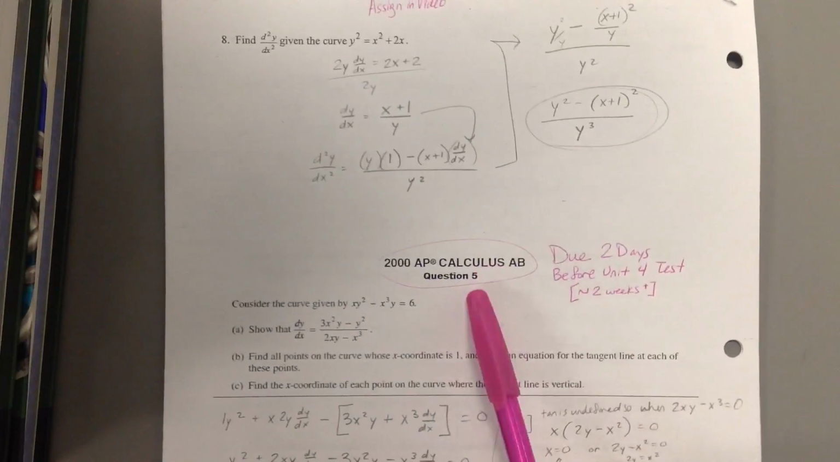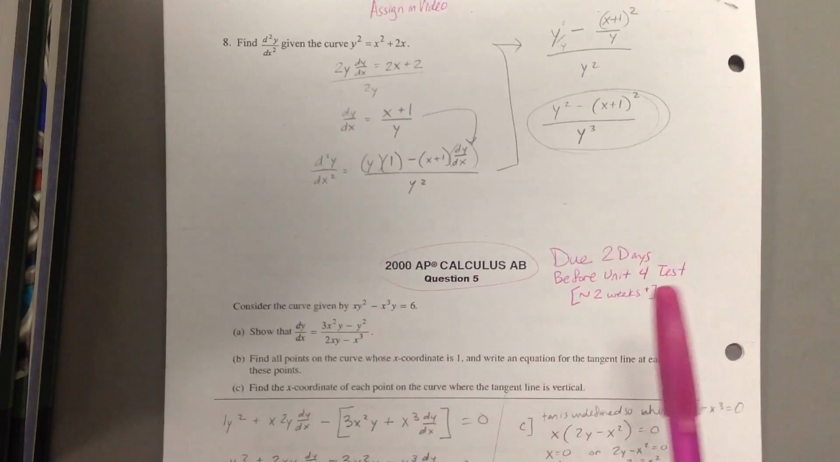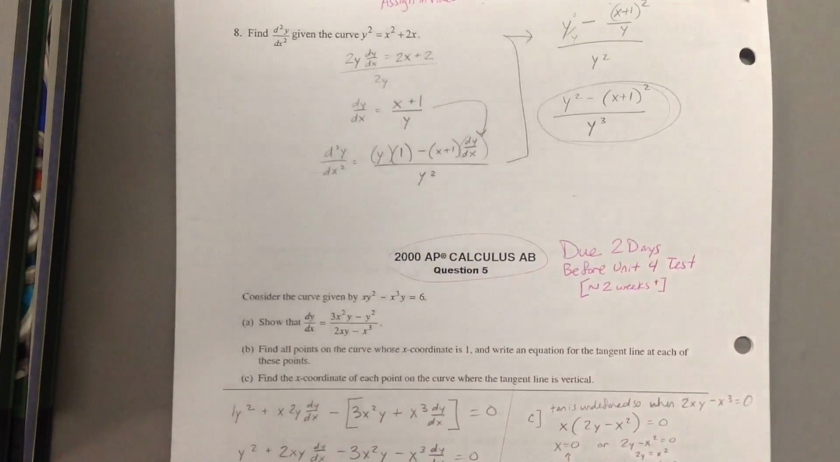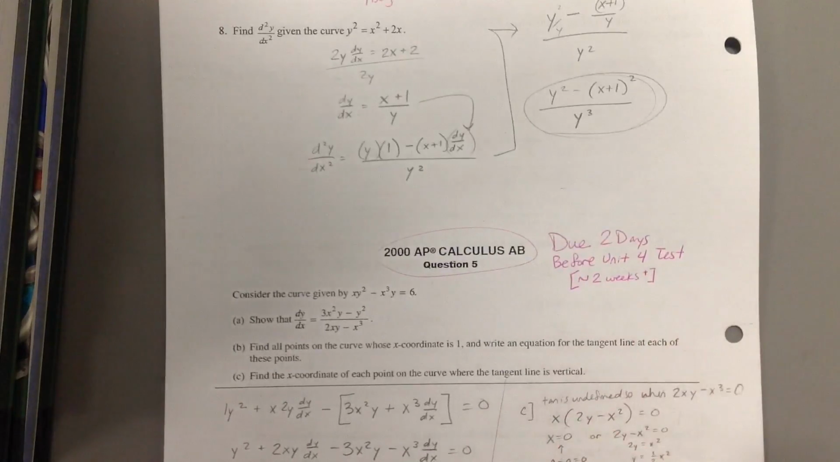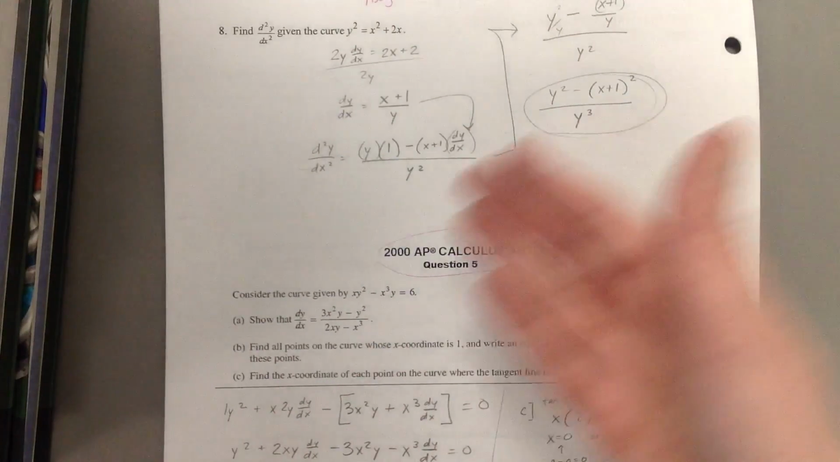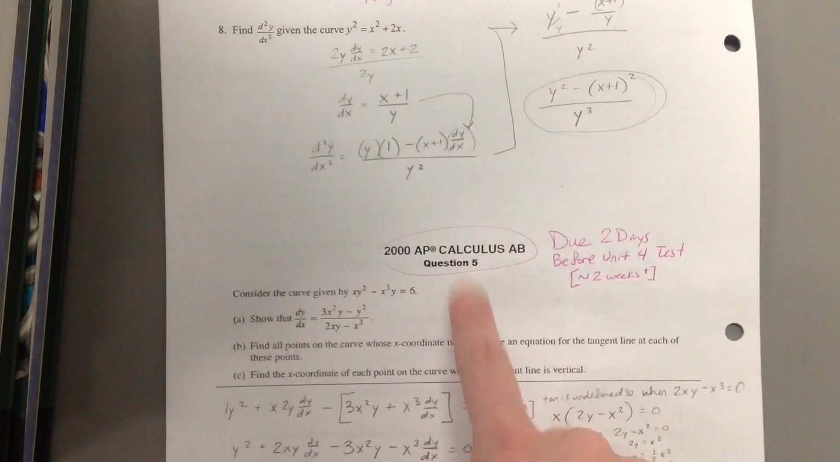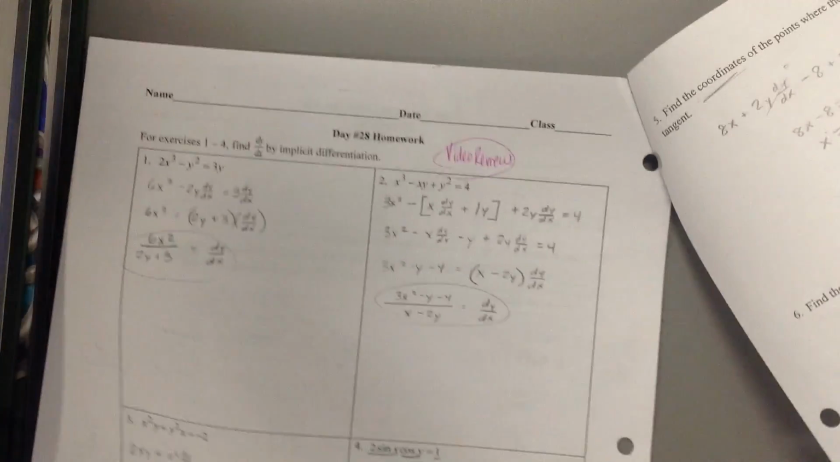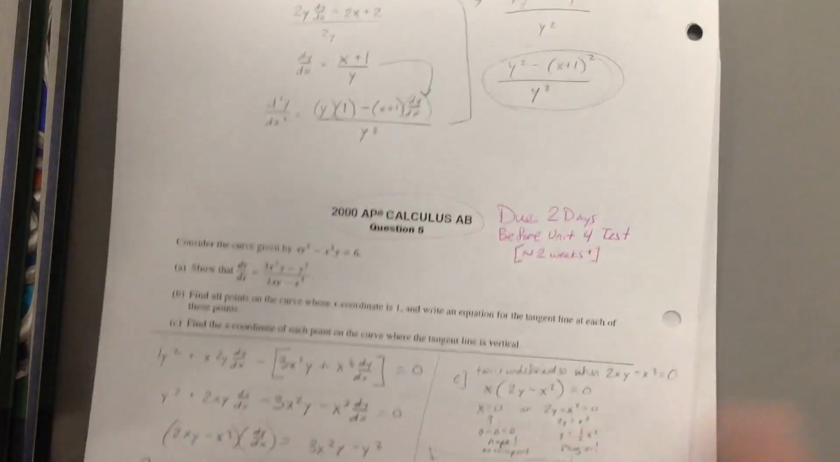Notice there's another AP problem. This is the one that's going to be due 2 days before the Unit 4 test, which won't be for a few weeks. But make sure you have it done, and it fits, like I said in Tuesday's class, it fits with this topic. So I would do it now since this topic is fresh in your head. There we go. And we'll go over those homework assignments tomorrow, which is Thursday. There we go, and I will see you then.